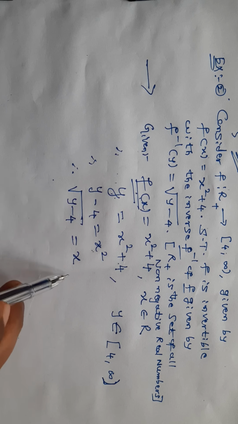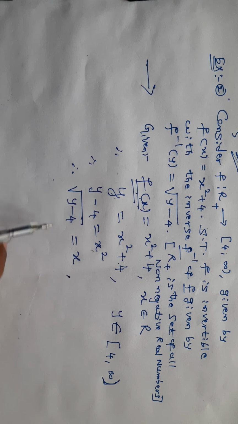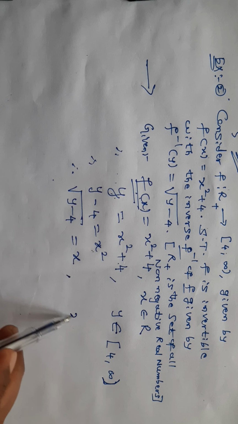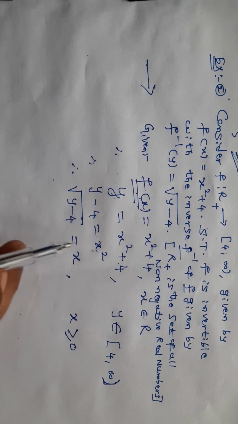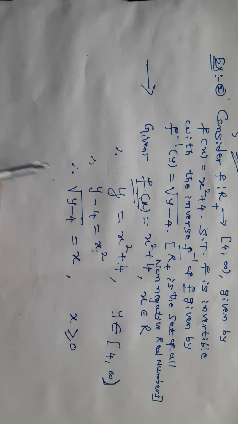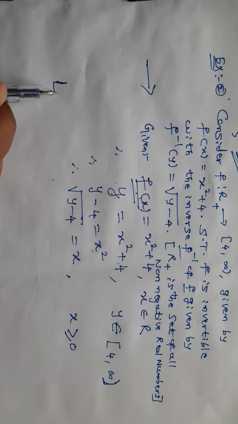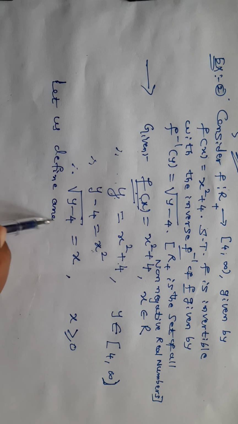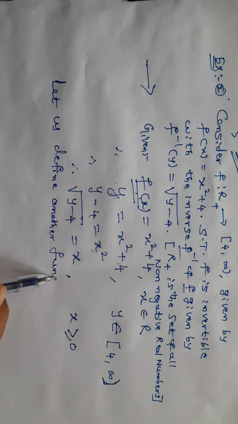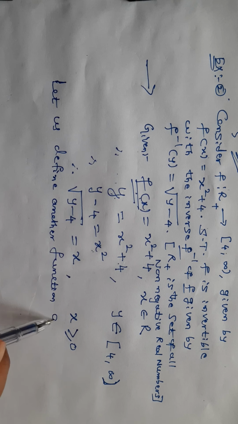Of course, this is a function under a square root, so x is valid for values greater than or equal to 0. So what does the definition say? Let us define another function. What is that function? g.